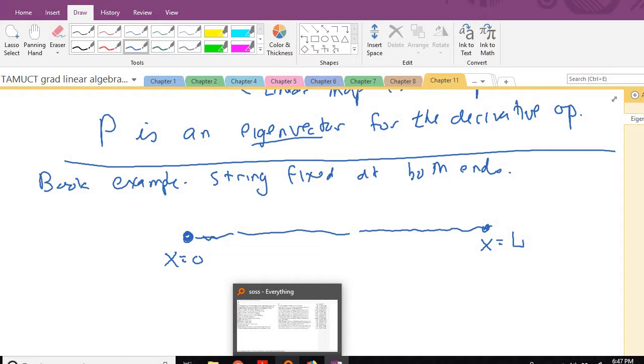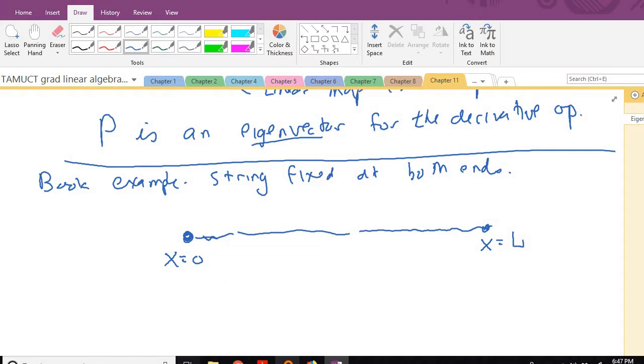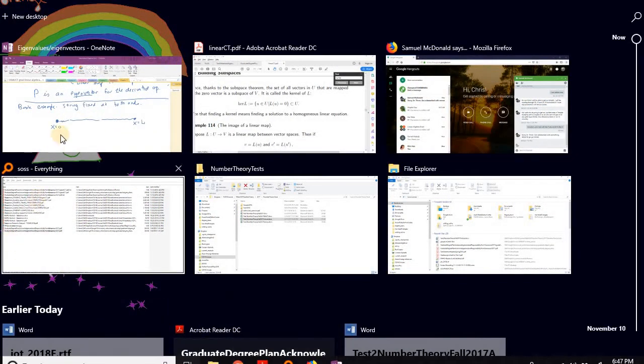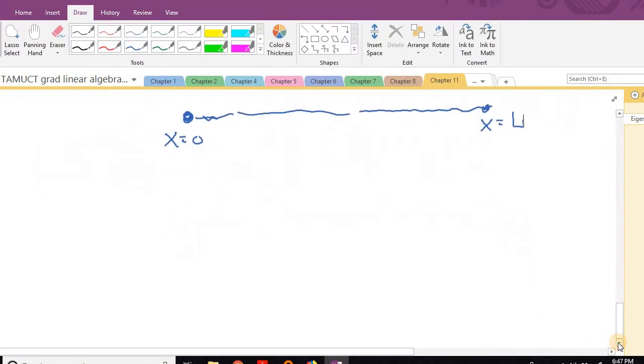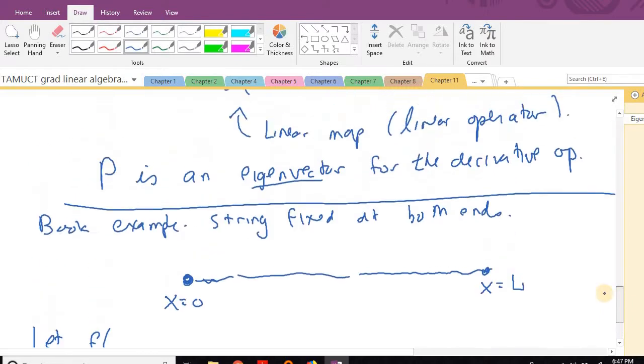So I'm going to let f of x. I should say that I'm just going to pluck it in one dimension. So I'll call this the displacement.